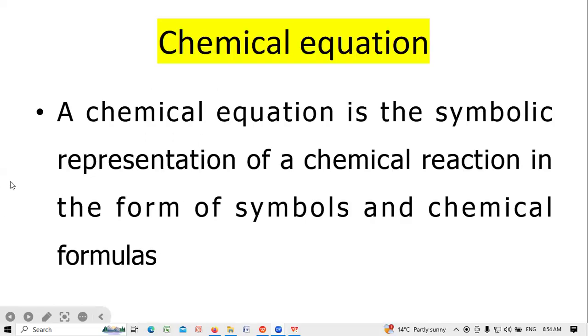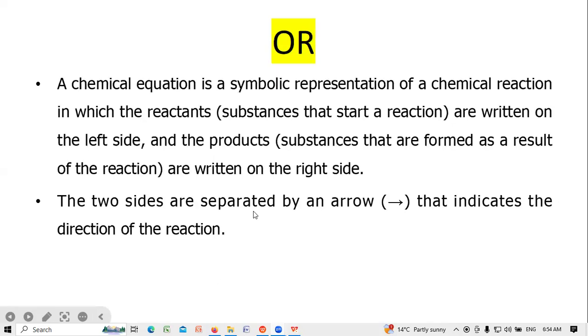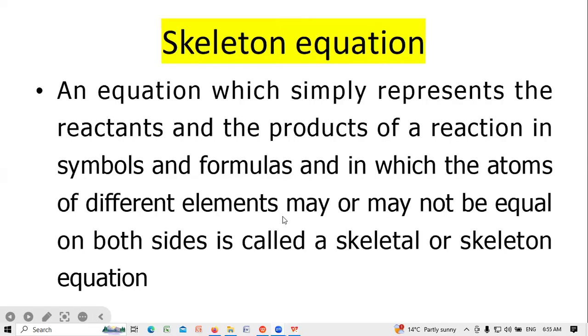A chemical equation is the symbolic representation of a chemical reaction in the form of symbols and chemical formulas. A chemical equation is the symbolic representation of a chemical reaction in which the reactant substances that start the reaction are written on the left side, and the product substances that are formed as a result of the reaction are written on the right side. The two sides are separated by an arrow that indicates the direction of the reaction.